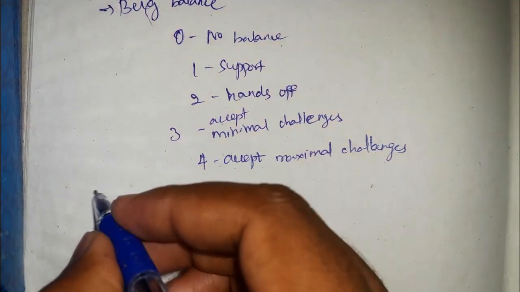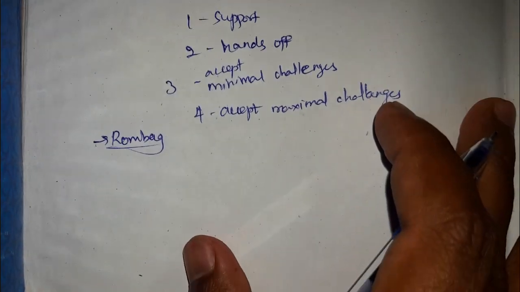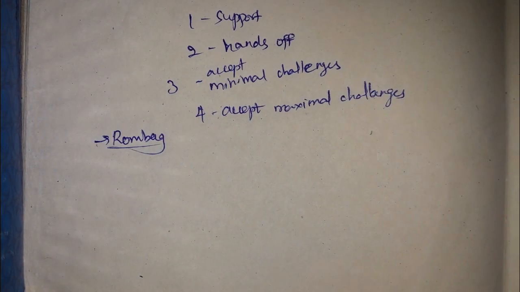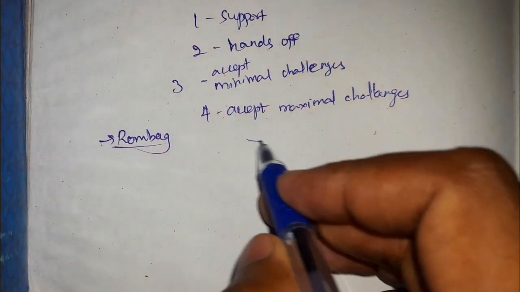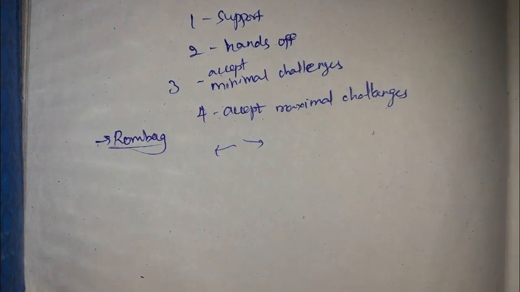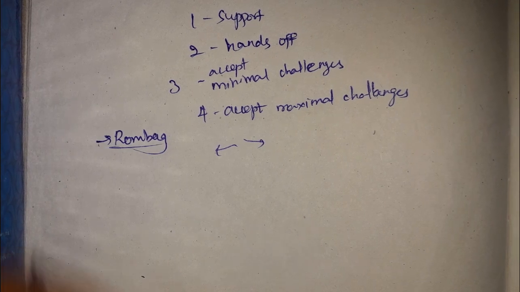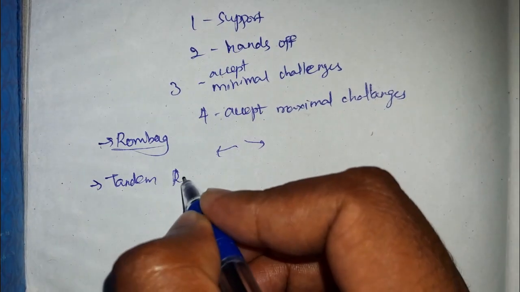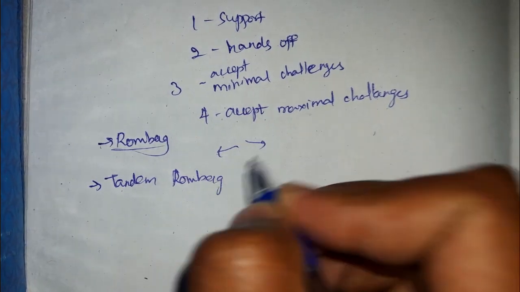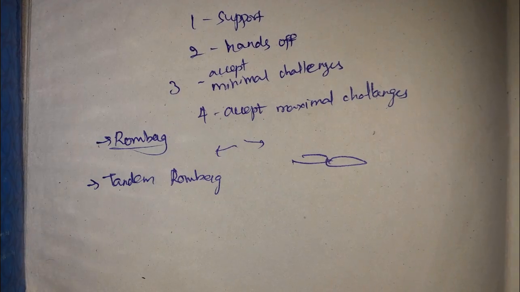And also we have the Romberg sign. In this the person is standing with the eyes closed. Then we note if there is any side they are deviating, left or right. Then tandem Romberg, that is the same, but the person keeps the legs in the tandem position and the eyes should be closed like that.